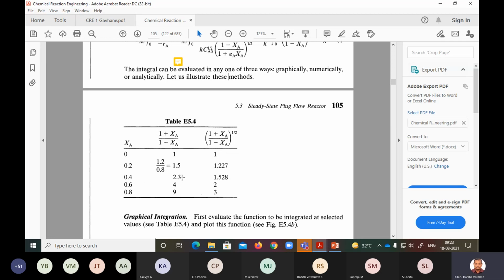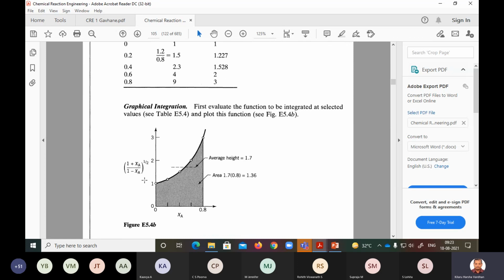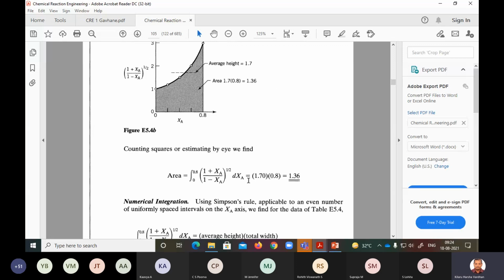This is one method. The other one is the graphical method. Graphical method again, 1 minus XA by 1 plus XA, whole square. You calculate and then draw with the XAs. Then you have to find the area under the curve. For that you can take a center point of this and this. Calculate this and then try to calculate the area of this rectangle, or you can calculate the area under the curve. That's up to you how you want to do it. So average height, height into width will give you the area. That is nothing but area of a rectangle, right? So any method you can do.